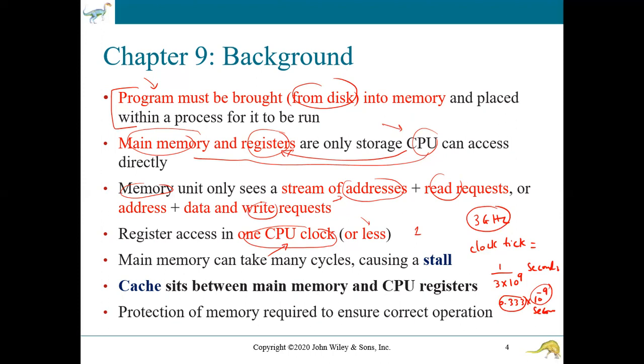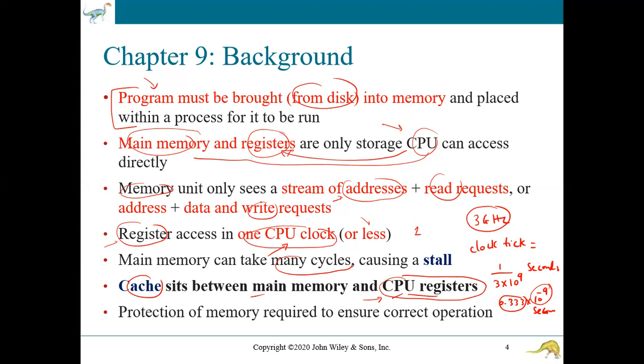Okay. Main memory can take many cycles; a memory access takes many more cycles, right? Register access is the fastest, and the cache is the next fastest. The cache sits between the CPU registers and the main memory. People write programs using the CPU registers. I always used to write directly with the CPU registers. Assembly language lets you deal directly with the registers.